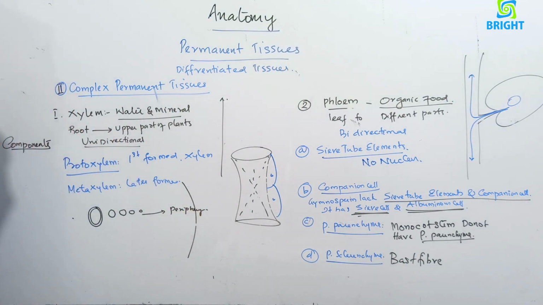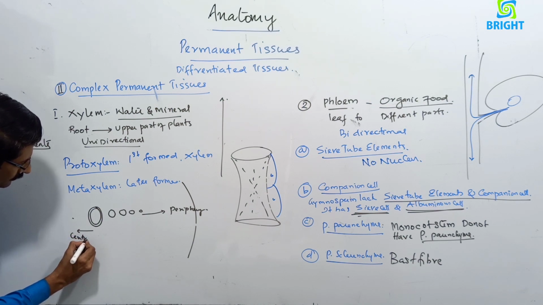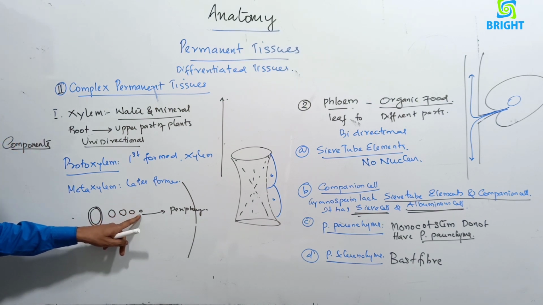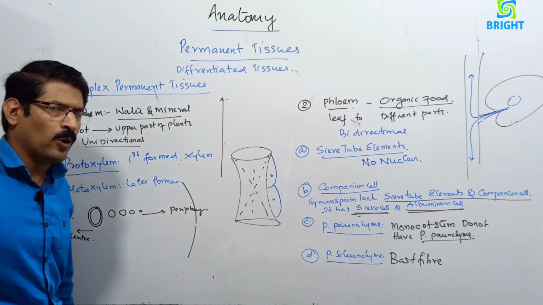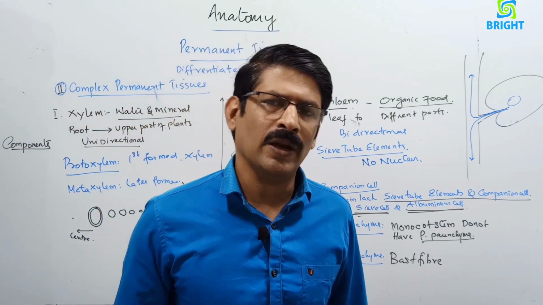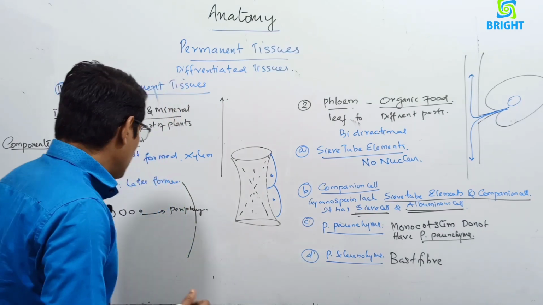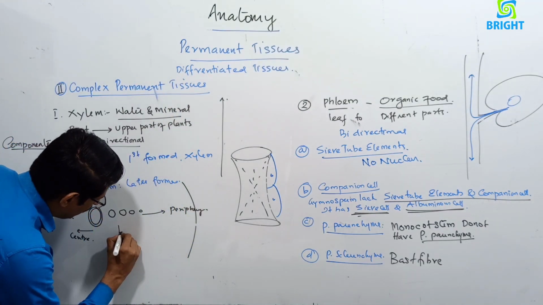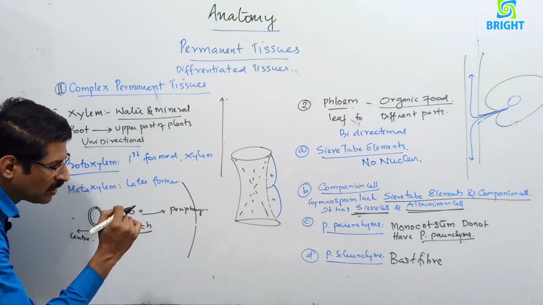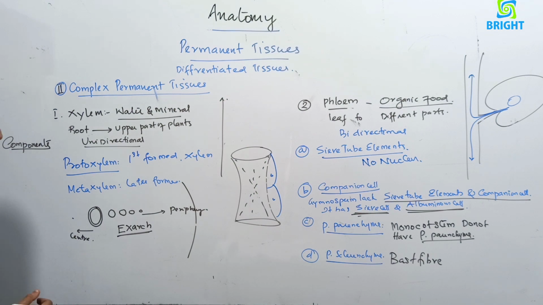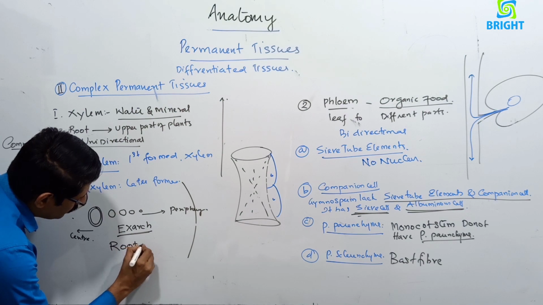Protoxylem is towards the periphery and metaxylem is towards the center or pith. So this is protoxylem, smaller sized xylem, and metaxylem is larger sized. When protoxylem is towards the periphery and metaxylem towards the center, that arrangement of xylem is called exarch arrangement. Exo means outer side. Exarch xylem is a characteristic of root.